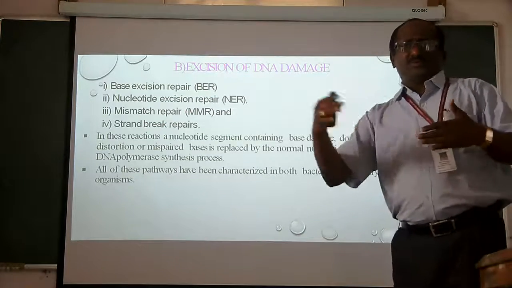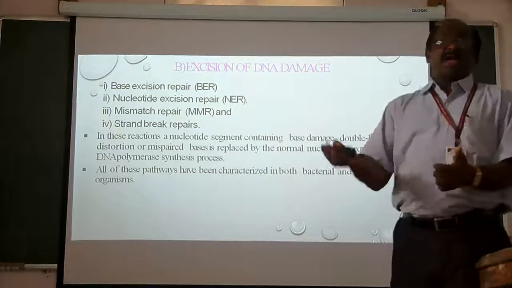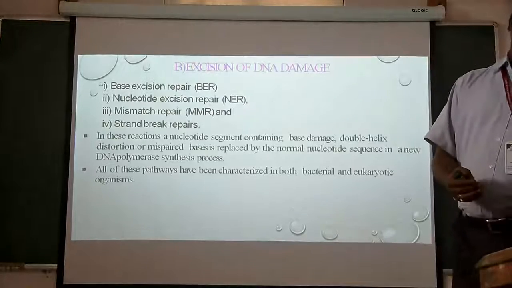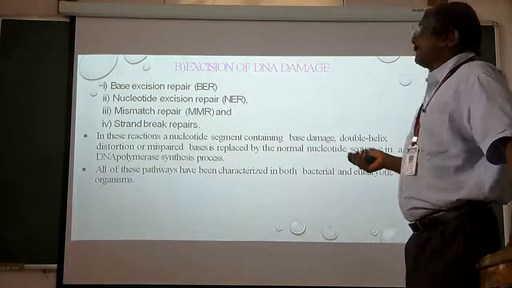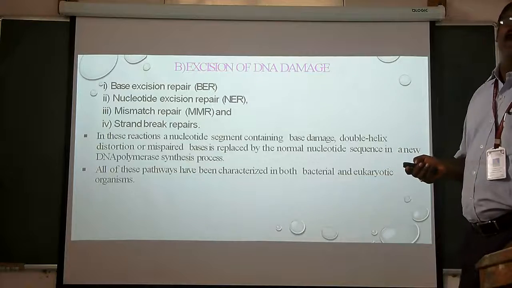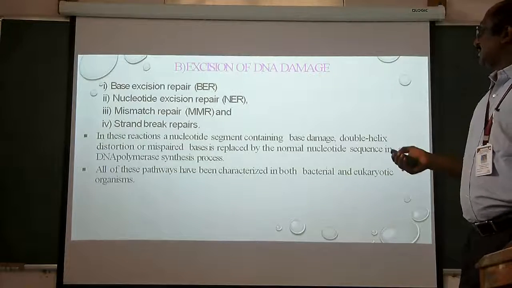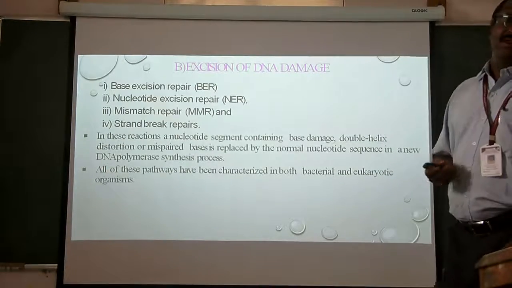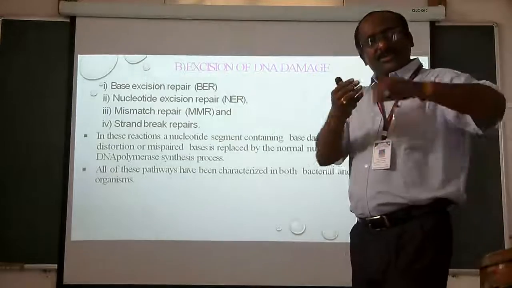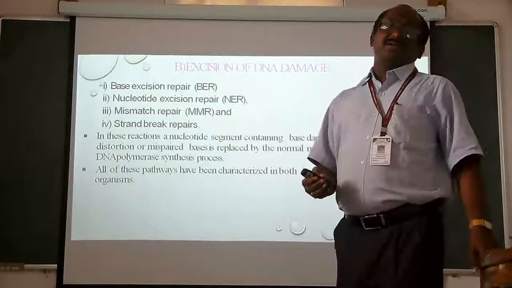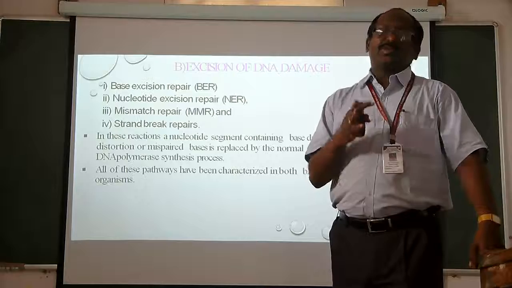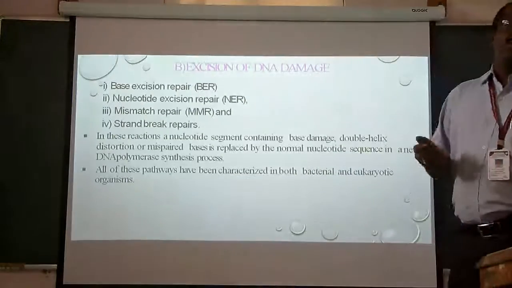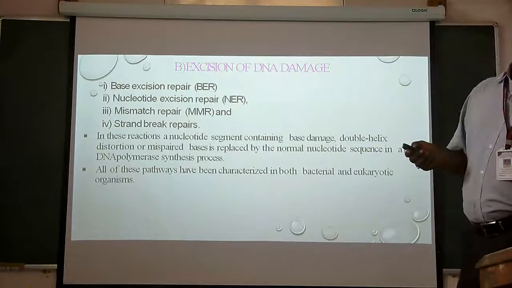So suppose the sequence of DNAs are mismatched, that kind of mismatch can be repaired. This is also called MMR, mismatch repair mechanisms. And the next is the strand break repairs. Sometimes even an entire strand may get damaged, and that entire strand also has to be repaired by the DNA. So that is the strand repair mechanism.